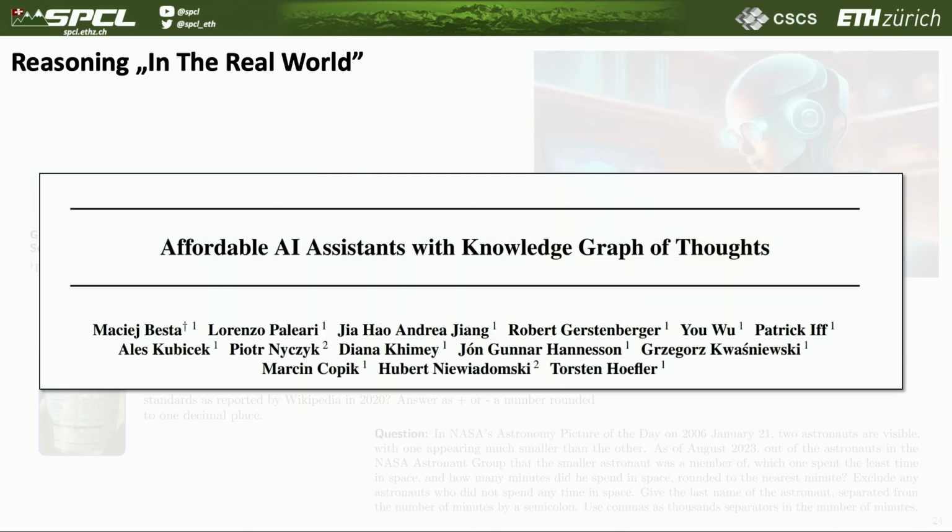And this is what we just basically released a couple of days ago. It's called Knowledge Graph of Thoughts. It's tackling these specific tasks with, again, structured graph reasoning.